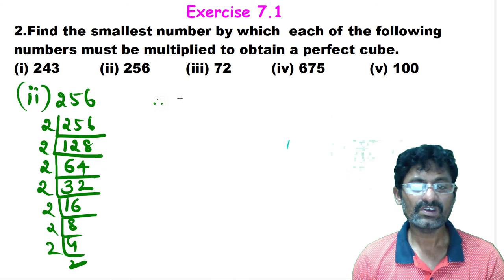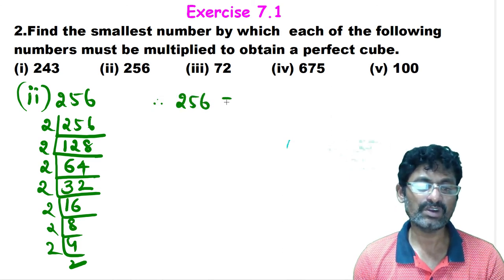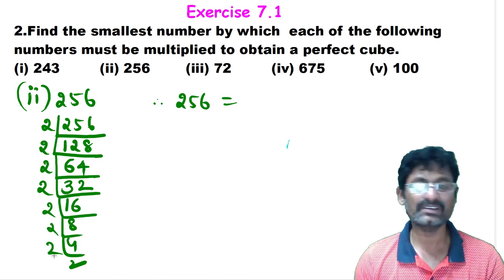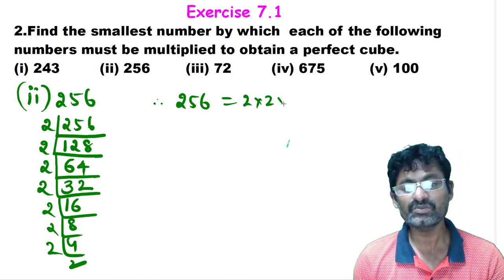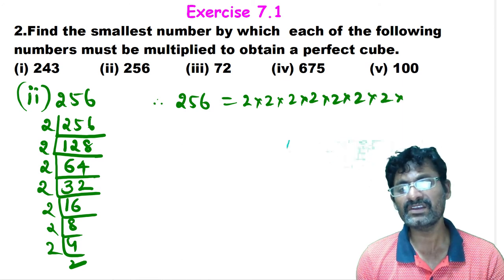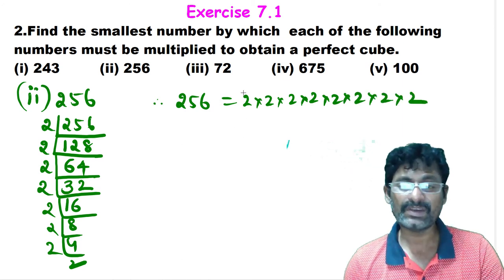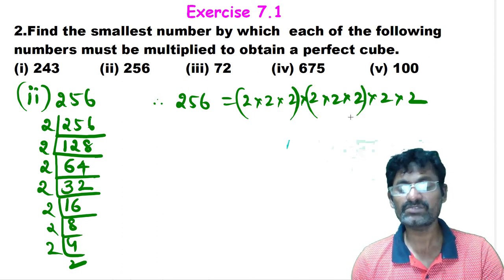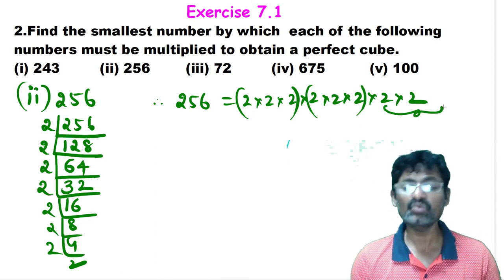So therefore 256 equal to, how many 2's are there? 1, 2, 3, 4, 5, 6, 7, 8. Now observe the triplets. So here 2 times 2 times 2, then again 2 times 2 times 2. Then we have only 2 2's.